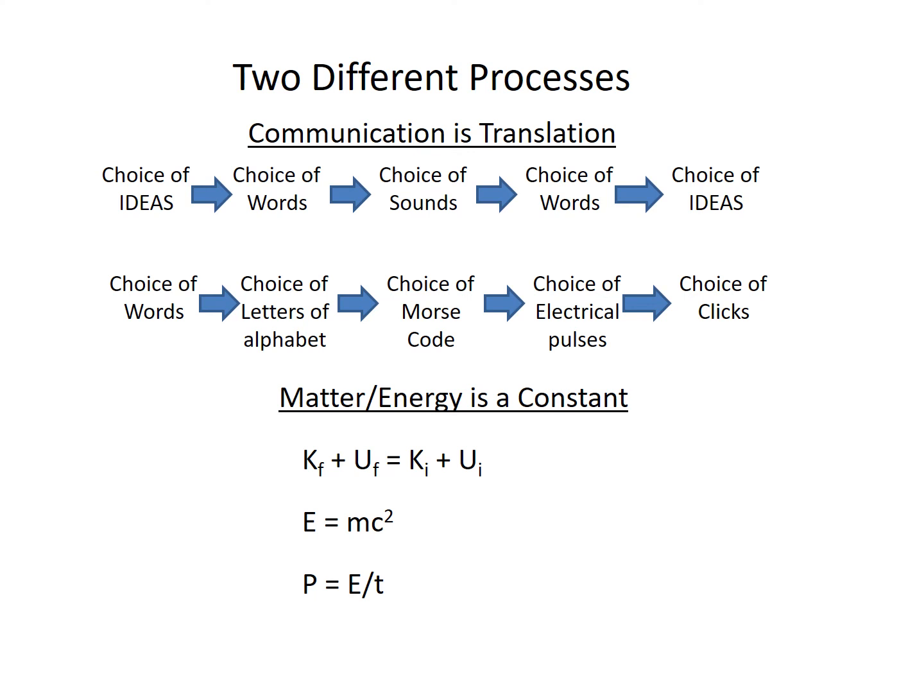Communication is translation, as we have noted before, and matter and energy is a constant. Therefore, matter-energy processes are expressed as equations. For example, the final kinetic energy plus the potential energy is equal to the initial kinetic energy plus the initial potential energy. Or in the famous example, energy is equal to mass times the speed of light squared. Or power is equal to energy divided by time.